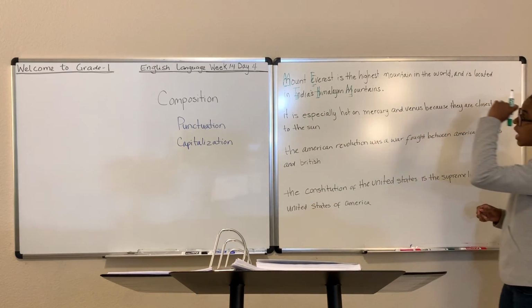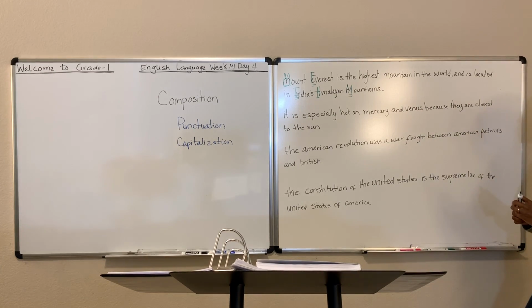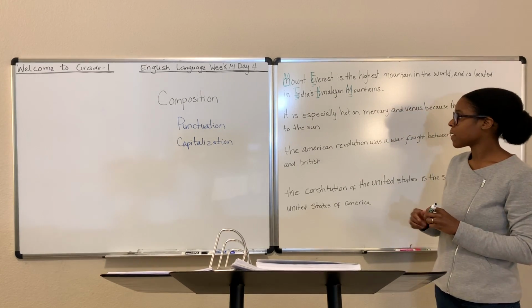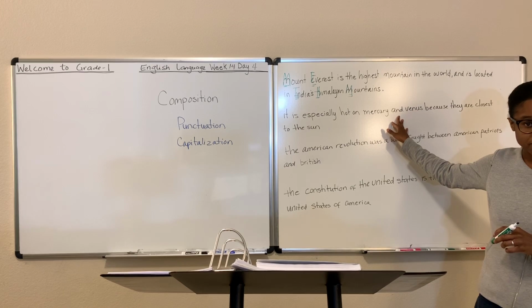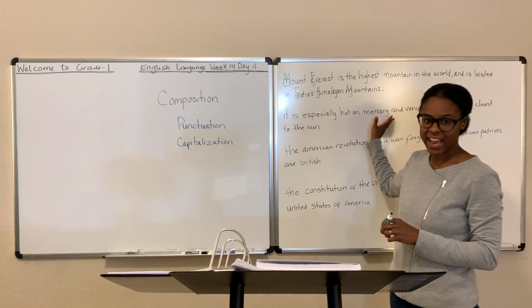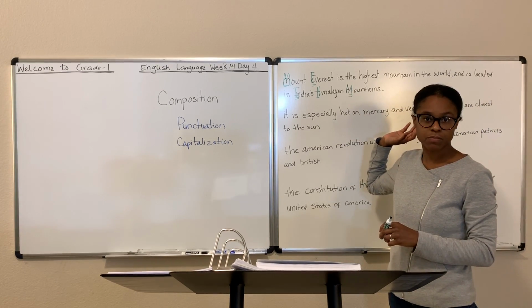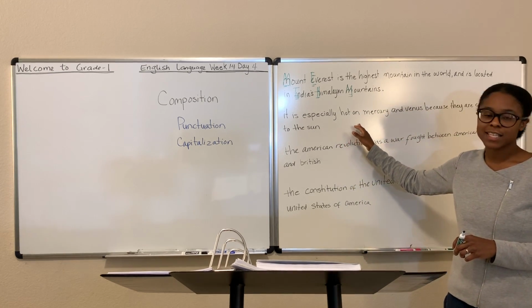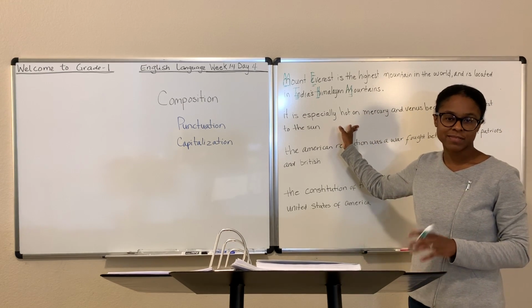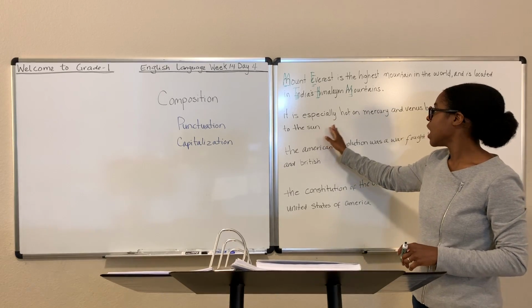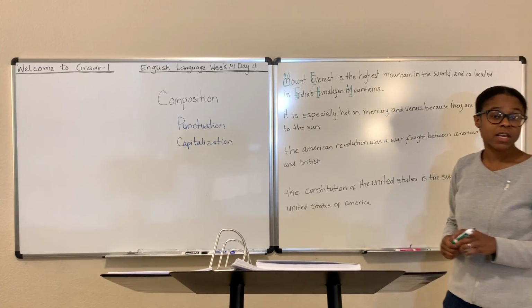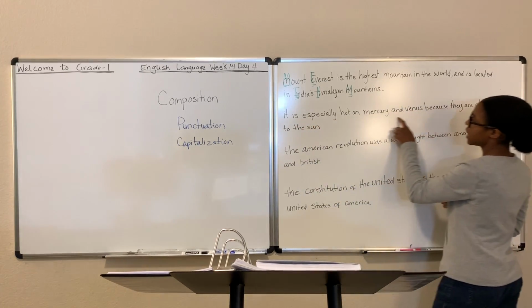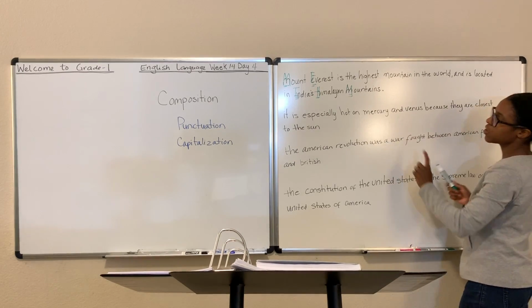It is especially hot on Mercury and Venus because they are closest to the sun. Mercury and Venus are the names of planets. There are 8, potentially 9 planets in our solar system. I say potentially 9 because, with Pluto, no one really knows, but Mercury and Venus are said to be closest to the sun.